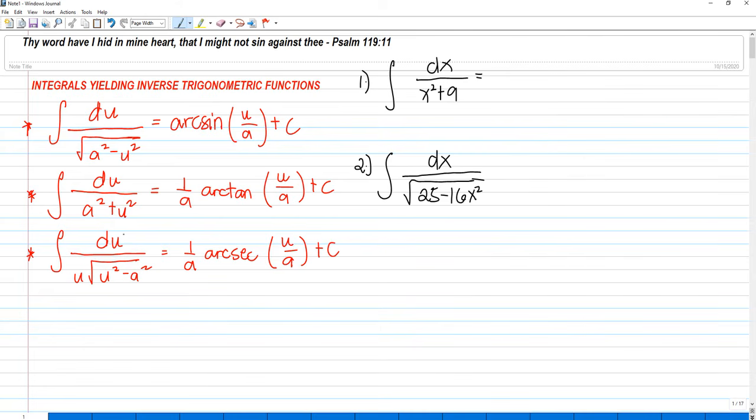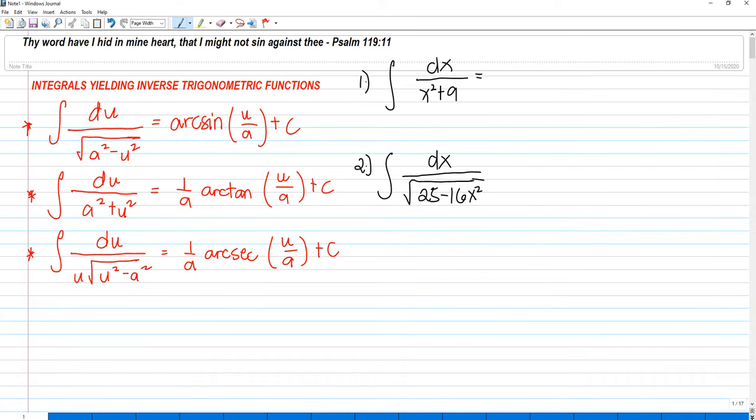And if we have this form of integrand, the integral of du all over u multiplied by the square root of u squared minus a squared, where a again is any constant, that is 1 over a arc secant of u all over a plus c. So in order for us to understand that, let's solve some problems.